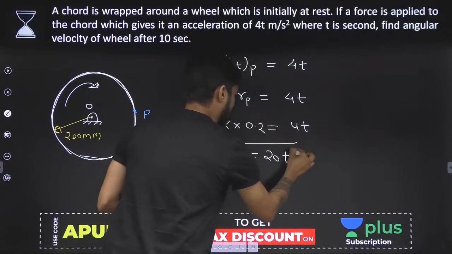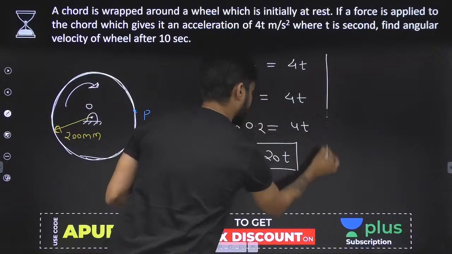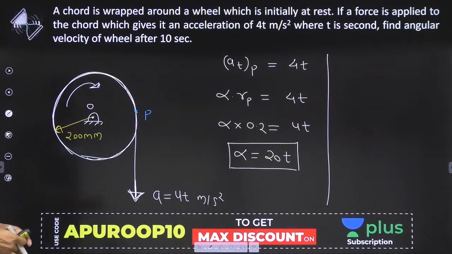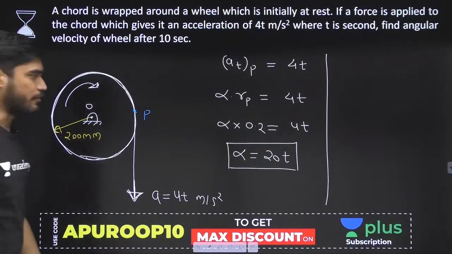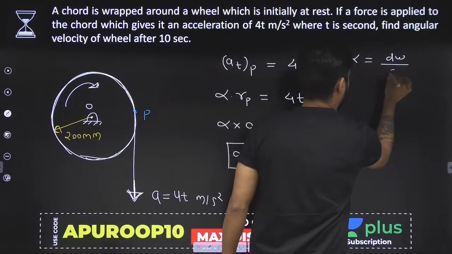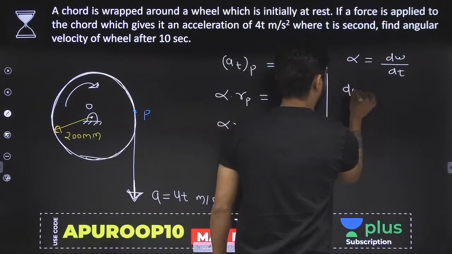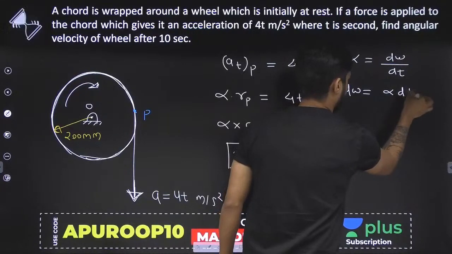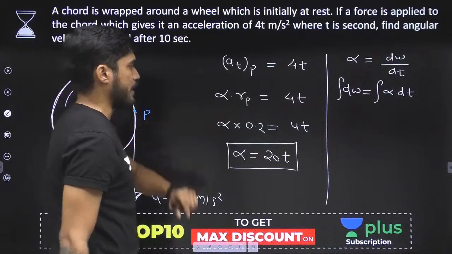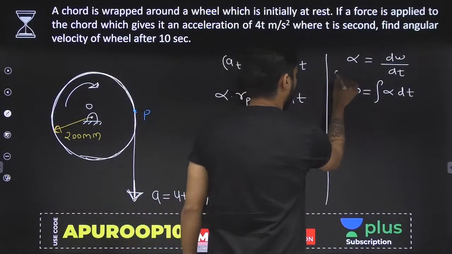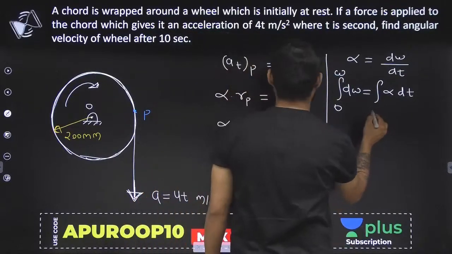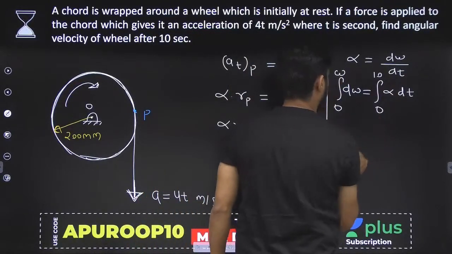Okay. So beta, alpha is in terms of t, and now I need to find omega after t seconds. So what will I do beta? I will integrate it. Alpha equals d omega by dt, so I will write d omega equals alpha dt. I will integrate it. Initially it was at rest, so this will be 0. Finally omega. And what is the time? Initial time 0, final time 10 seconds.